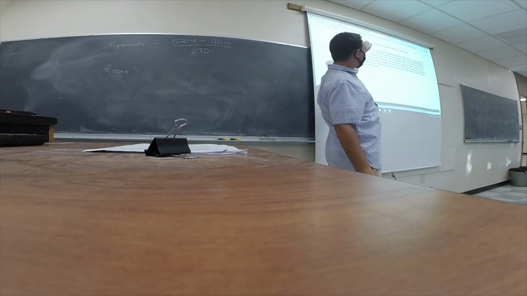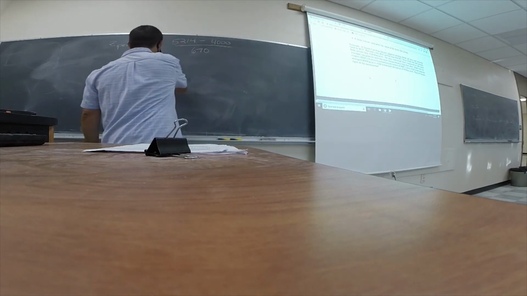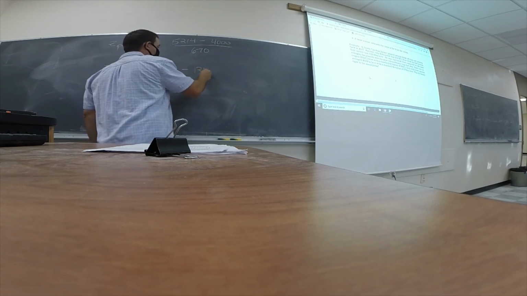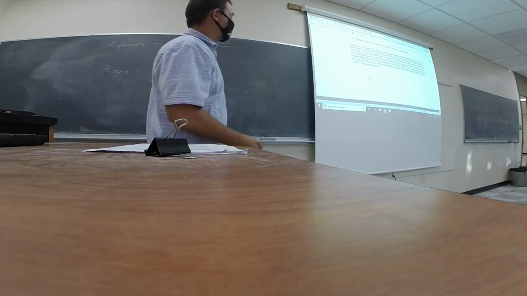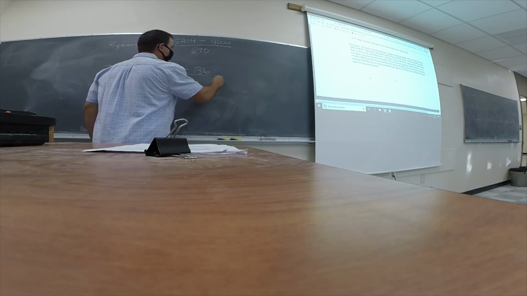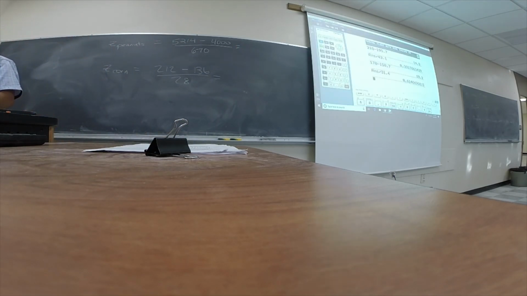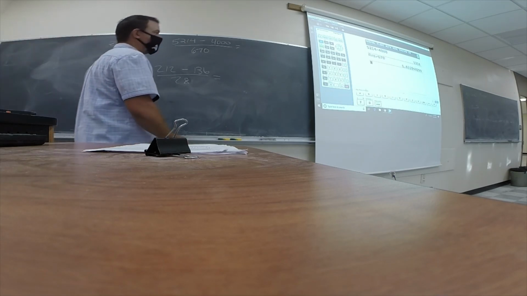His corn was 212 bushels an acre. State average was 136. Standard deviation was 28. So let's see which one had the better z-score. Okay, 5,214 minus 4,000, and then divide that by 670. We get 1.81.